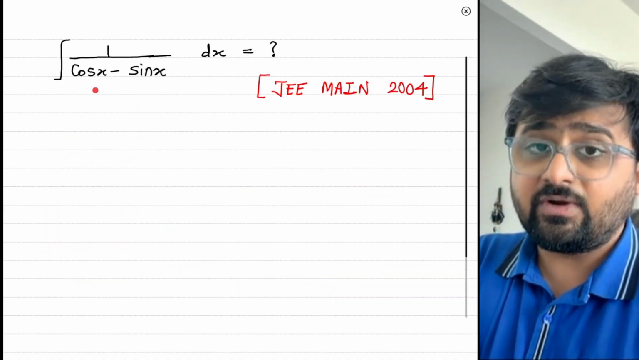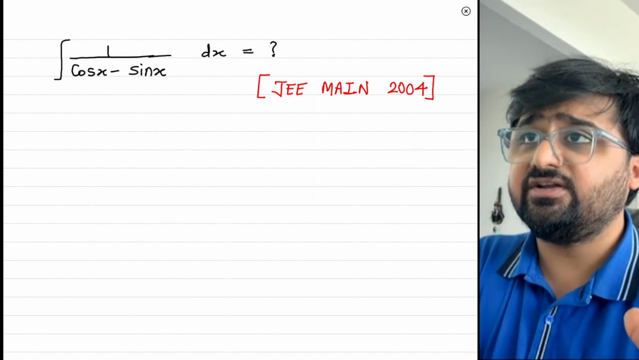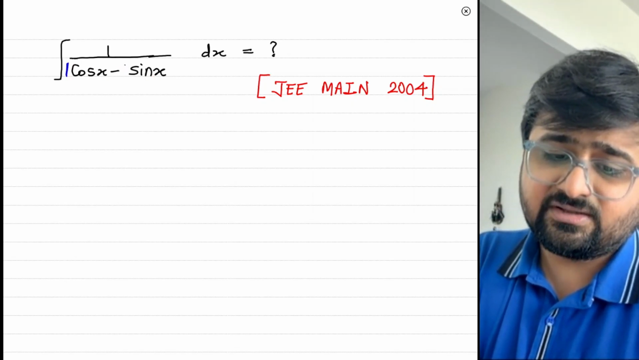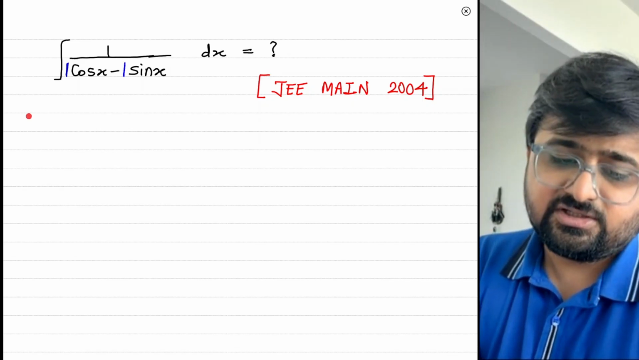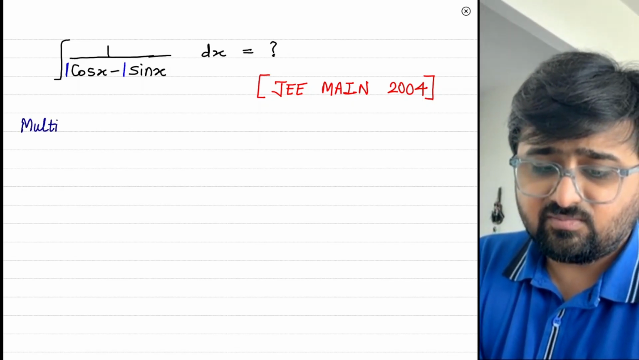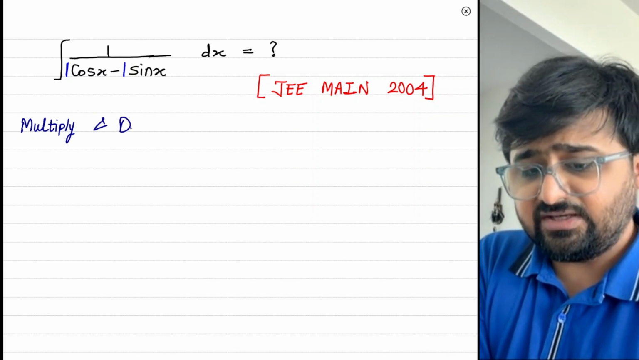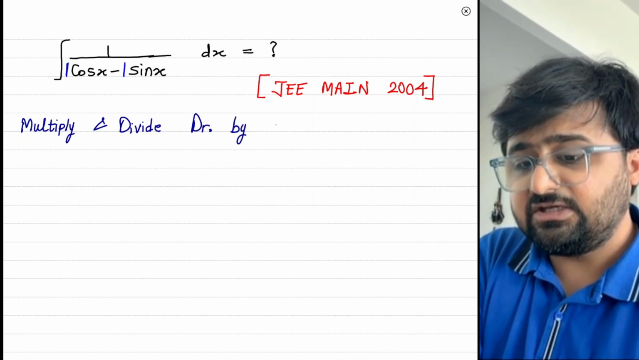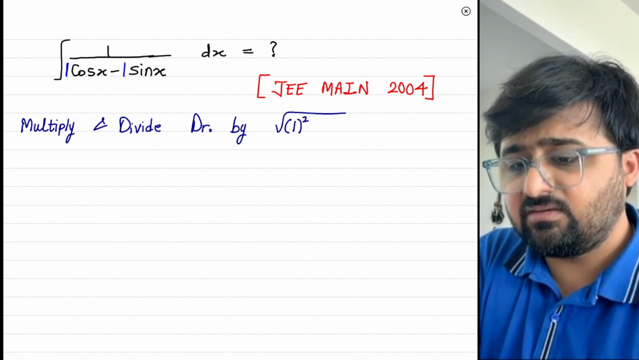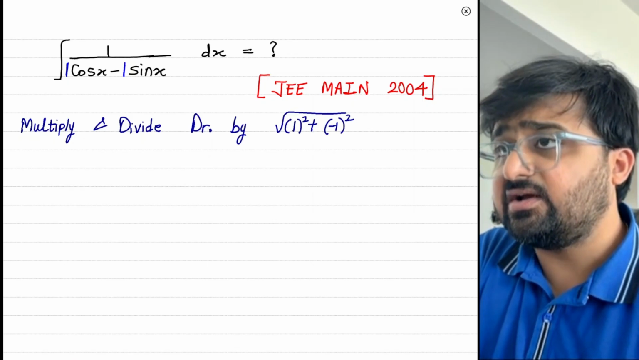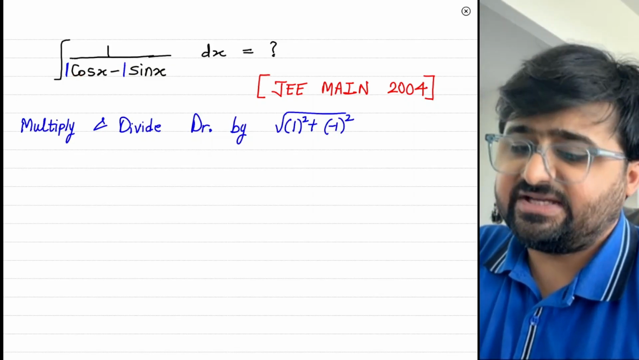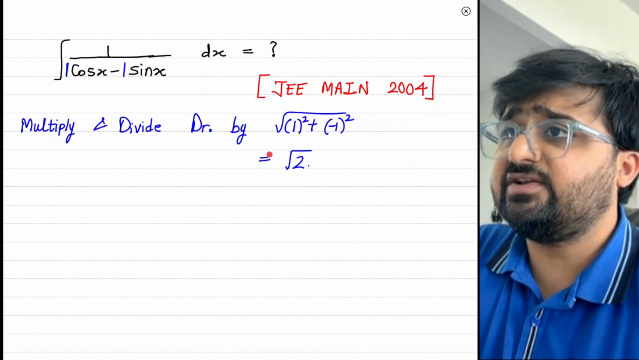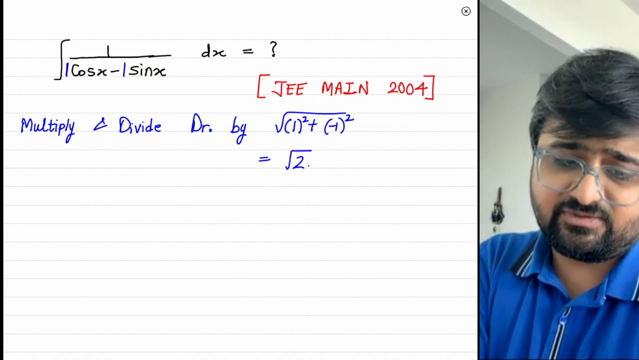Method number one says you multiply and divide the denominator by square root of a square plus b square. In this case, the value of a is 1 and the value of b is minus 1. So I multiply and divide the denominator by square root of 1 square plus minus 1 square, because a is 1 and b is minus 1. So this will turn out to be square root of 2. Essentially you have to multiply and divide the denominator by square root of 2. Let's see what happens when you do that.